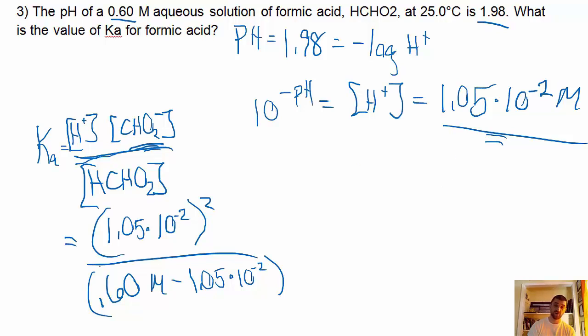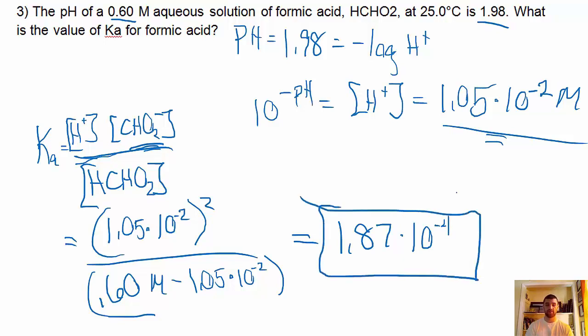So I know that I don't have 0.6 molar anymore because I lost some of it. So now I just plug and chug. Use a calculator, and you get 1.87 times 10 to the minus 4 as my Ka. So that's my final answer.